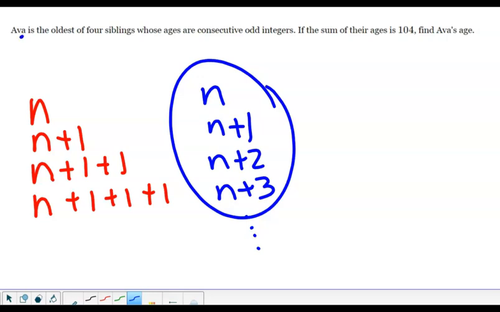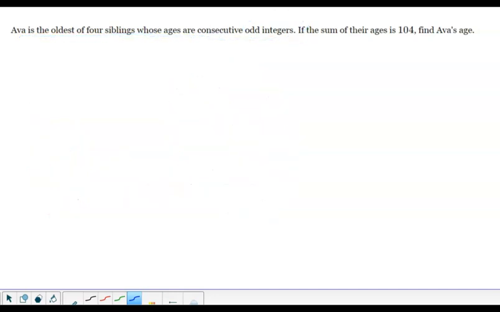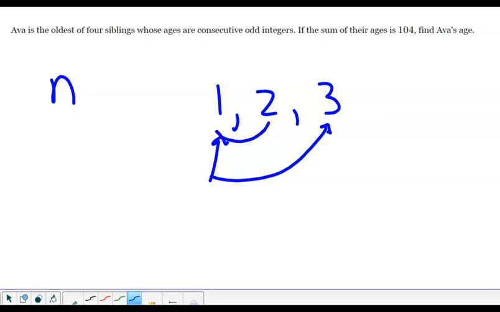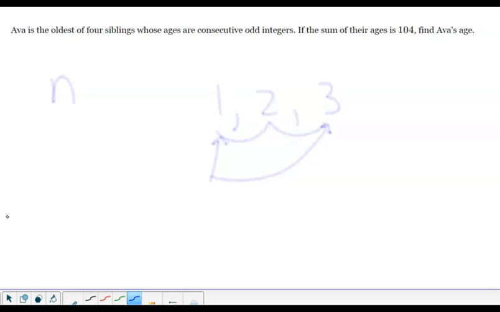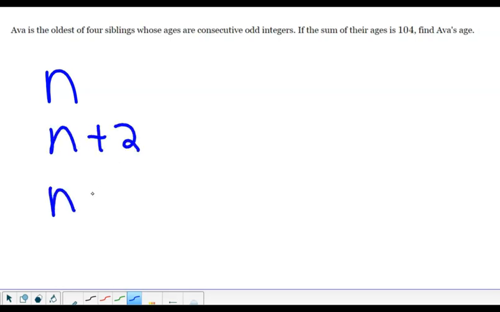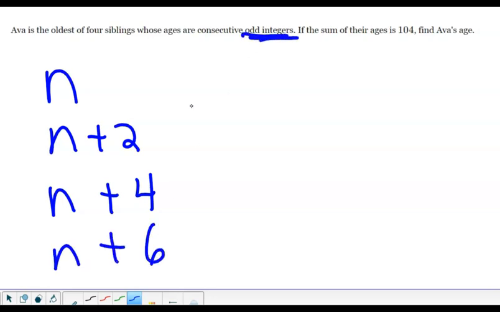But the problem we have here says that Ava is the oldest of 4 siblings who are consecutive odd integers. And when you have consecutive odd integers, you skip count. So instead of going 1 digit like this, right? If I'm 1, the next odd integer is 3. So I have to skip twice. So if your first integer is unknown, the next integer is going to be 2 more. And then the next integer is going to be 4 more. And the next integer after that is going to be 6 more. And I know it says odd, but the pattern is always even because we skip by 2s.